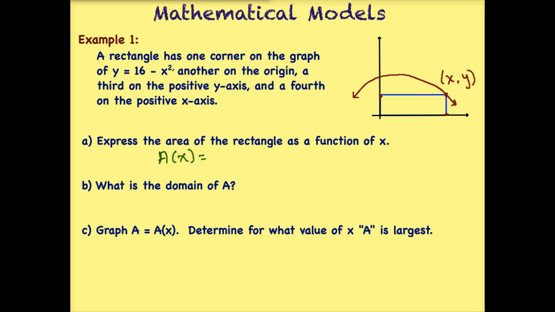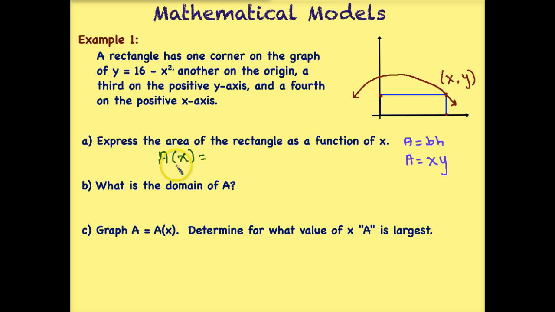Well, let's examine what we know. First of all, we're dealing with area. So what is our equation for area? Well, we know that area is equal to base times height. If I look at this rectangle, what is the value of my base? Well, in these mathematical models, you may not be given a value necessarily, but we do know that the distance from the origin out to this point is going to be x. So we can say that our base is equal to x. And then what about our height? Well, our height is a distance of y. So our area is equal to x times y.